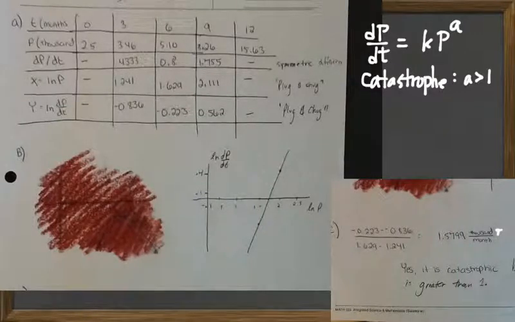Mathematically, a population catastrophe happens when A is greater than 1, because it means that this population is going to have a vertical asymptote at some point. In other words, this rabbit population is going to blow up to infinity. It's called a catastrophe for a reason.